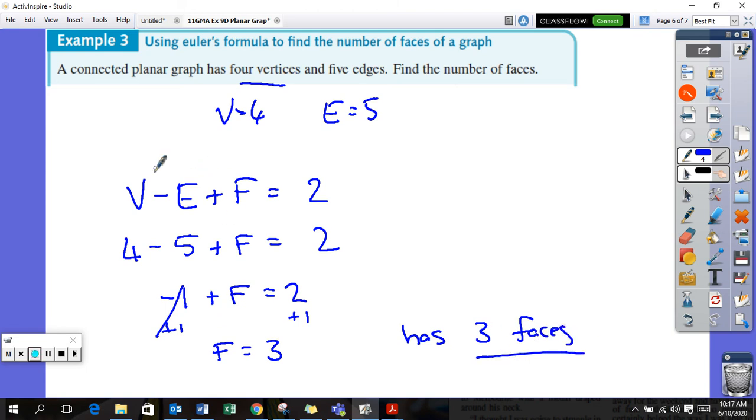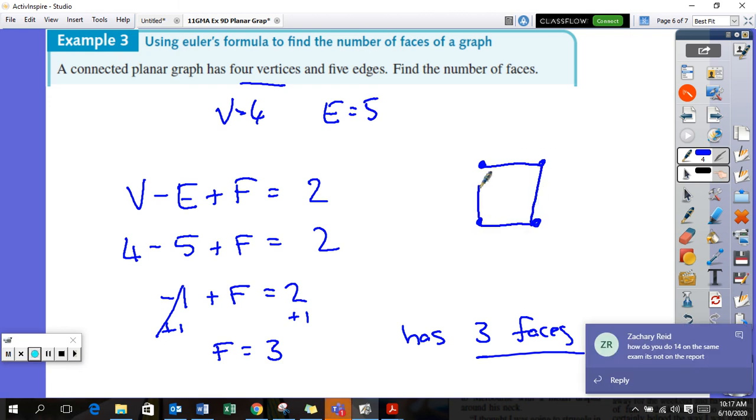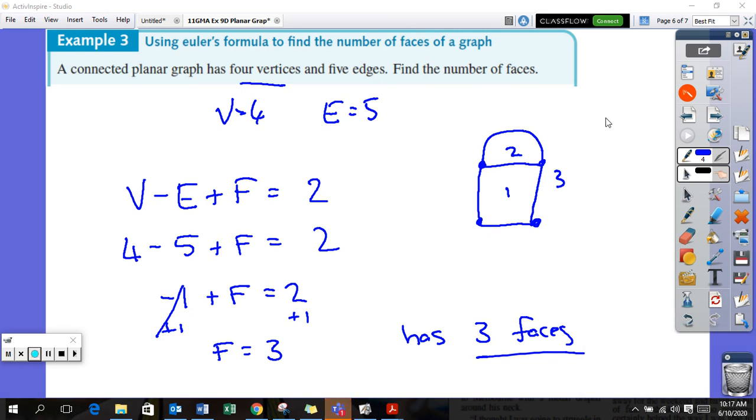Okay, and let's just check it. 4 minus 5 is minus 1, plus 3 is 2. Okay, let's just have a go at drawing it. 1, 2, 3, 4 vertices, 5 edges. 1, 2, 3, 4, 5. And so it's got 1, 2, 3 faces. Okay.